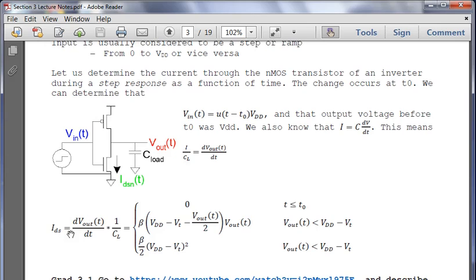So in cutoff, we don't want any current, so it's 0. VDS becomes Vout of t, because that becomes our output voltage versus our input voltage here. And then the same thing for saturation: it's beta over 2 times the supply voltage minus threshold. So once you reach saturation, if you're still in that saturation region, or we get pinched off, that's what's going to happen here.